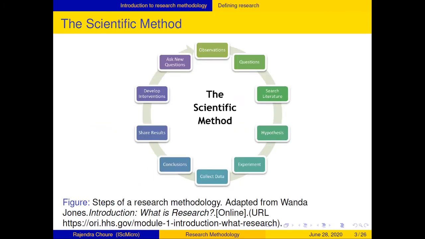Look at the diagram carefully. It's a cyclic diagram. Research is also a cyclic process. And the method which is used to conduct research is called the scientific method. Your research will not be accepted if you fail to follow the scientific method. And what are the different steps in scientific method?